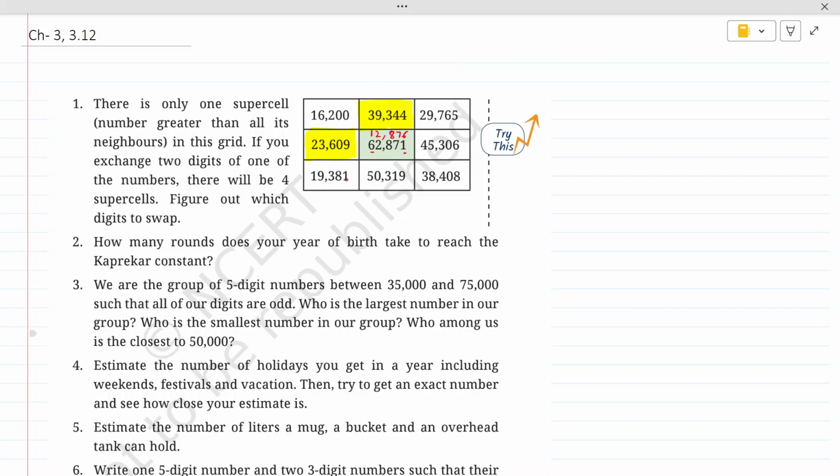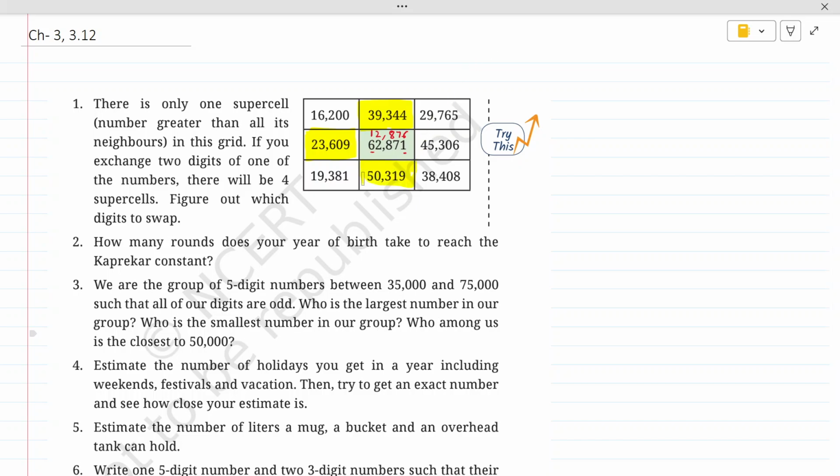Next, this cell is also neighbor to the changed cell, so let us see if it also becomes a supercell. Here we have the 50,000 series. This 50,000 is greater than 12,000. This 50,000 is greater than the 19,000 series. It is greater than the 38,000 series. That means this is also a supercell. So we will also highlight this as a supercell here.